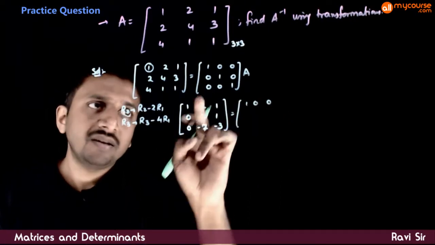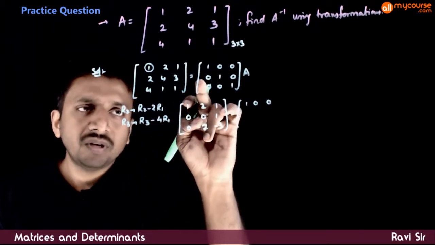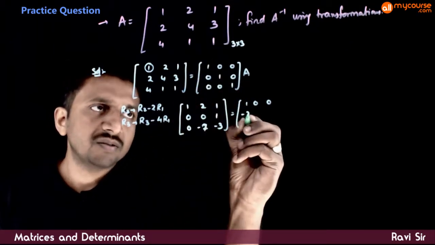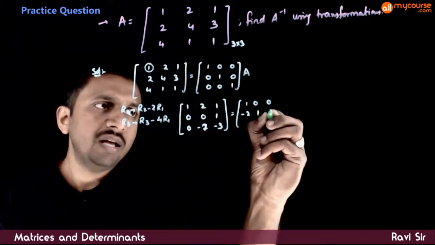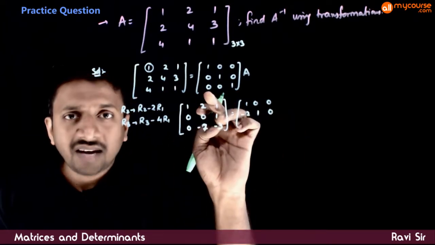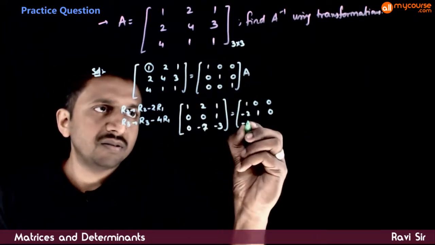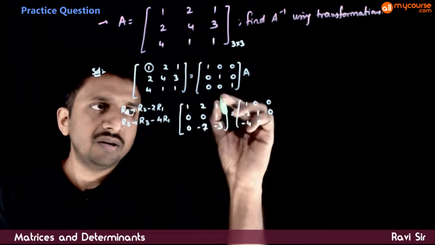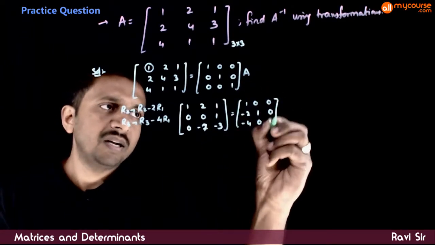On the right side, the first row is intact. What happens to the second row? R2 minus 2 times this. So minus 2, 1, 0. R3 minus 4 times R1. So minus 4, 0 and 1 times A.